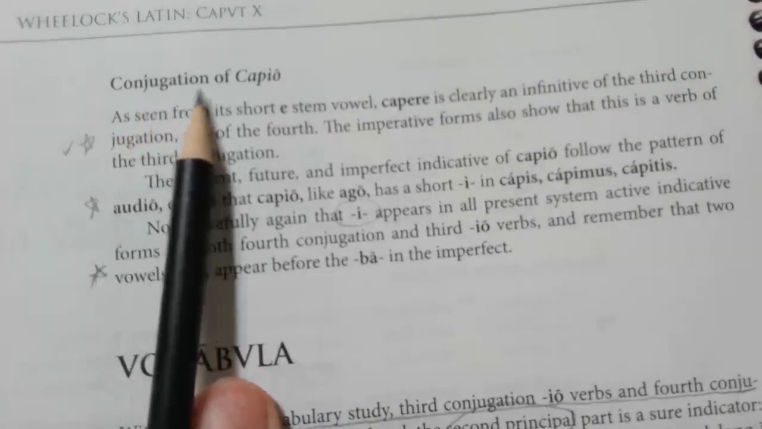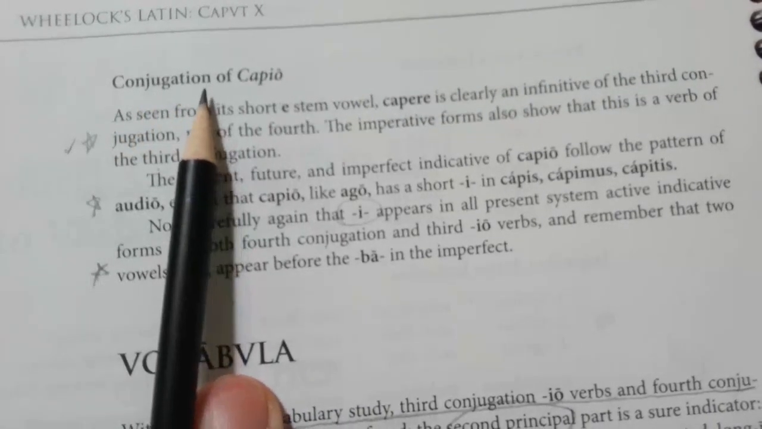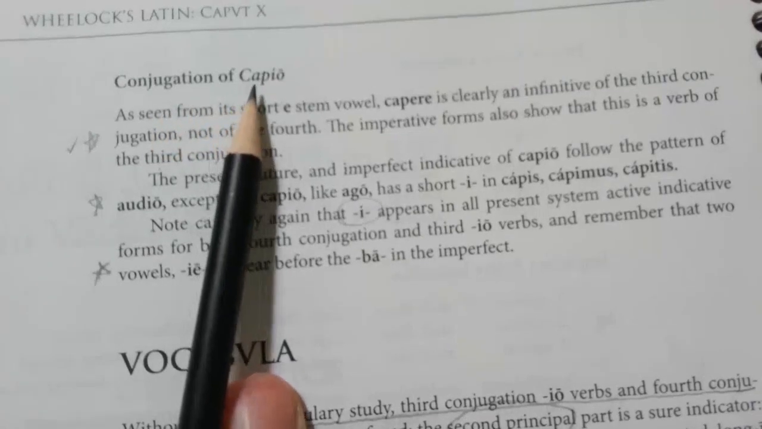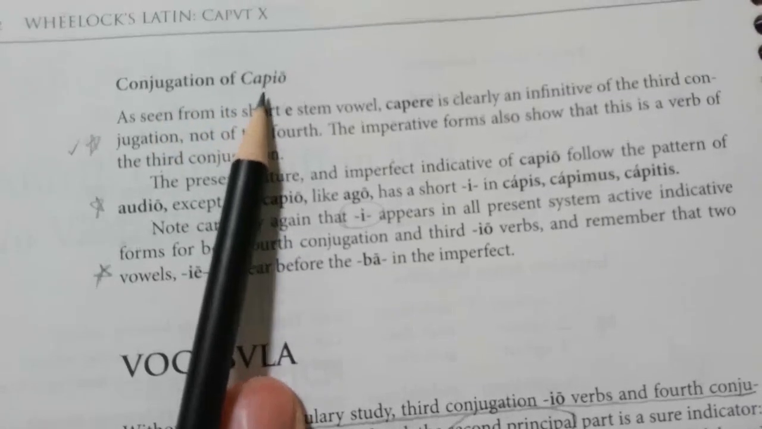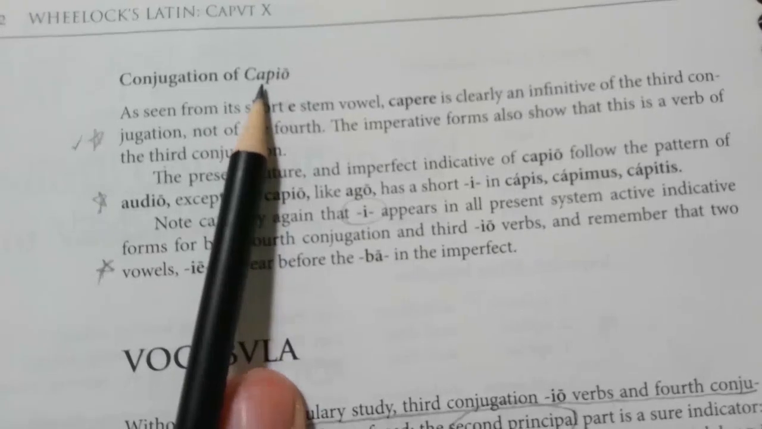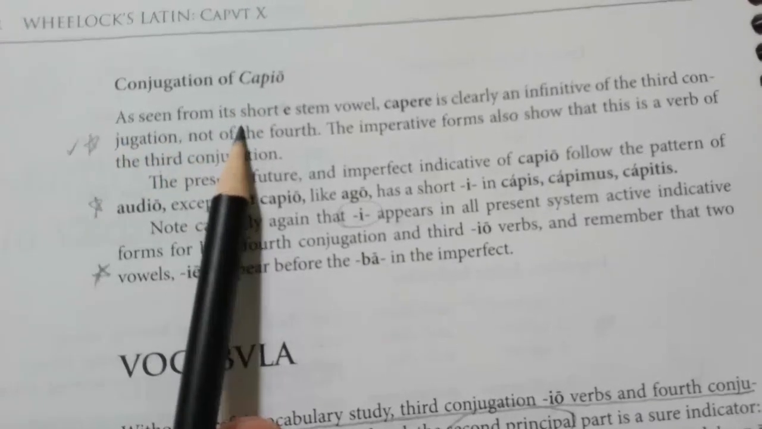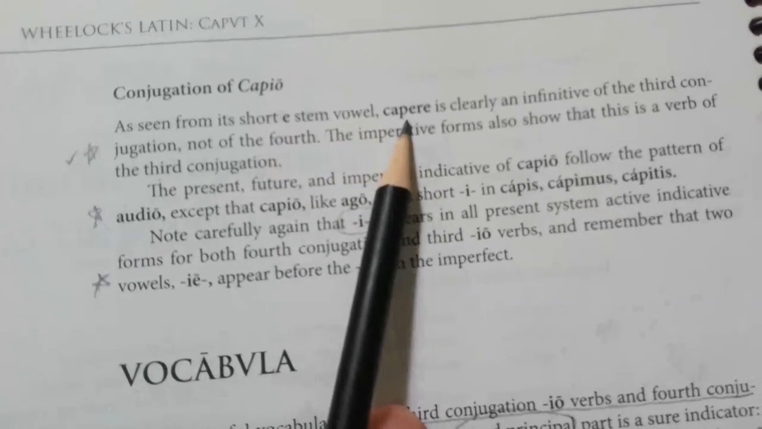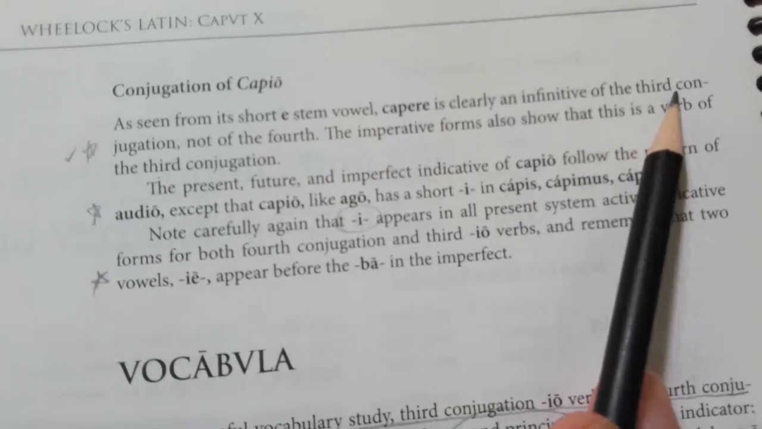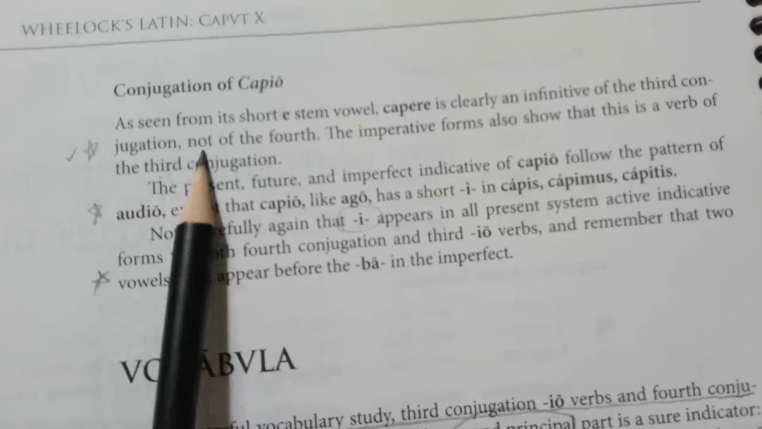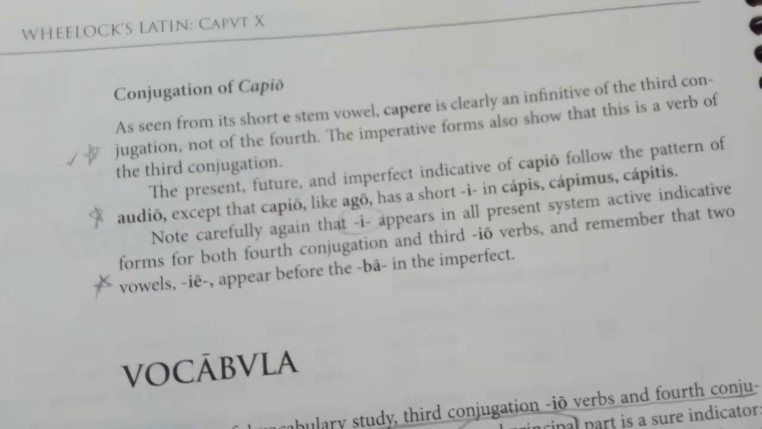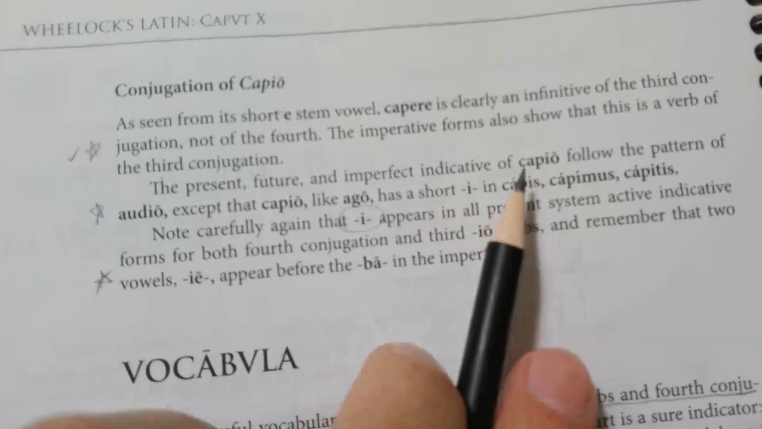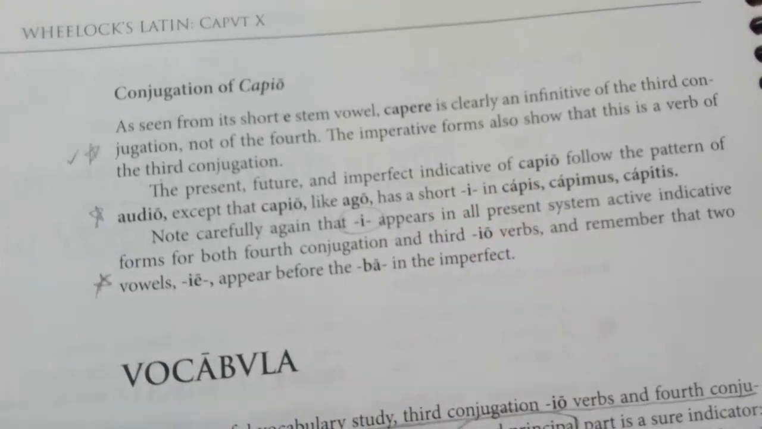Let's talk about conjugation. We're on page 82. Conjugation of capio. Okay, there's that third conjugation. Okay, it wants to be a fourth conjugation. As seen from its short E stem vowel, capere is clearly an infinitive of the third conjugation, not of the fourth. We try to tell him this, he does not listen. The imperative forms also show that this is a verb of the third conjugation.